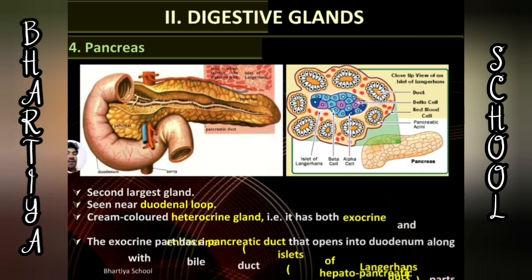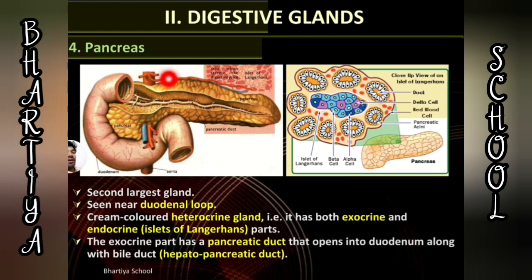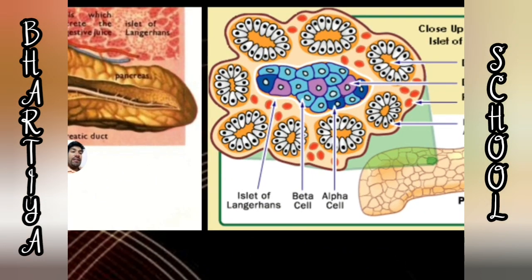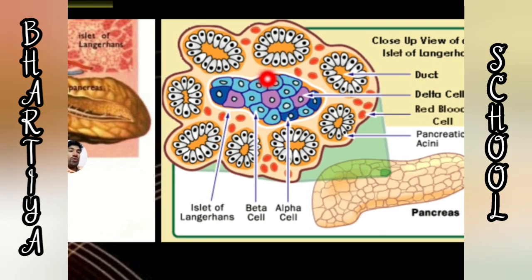In this picture, we can clearly see this. Here is our lobulated gland like the liver, our gland pancreas. This is the second largest gland in the human body. In the TS, we can clearly see the two parts of it. This is the islet of Langerhans. It is the endocrine part of the pancreas, and it is made up of delta cells, beta cells, and alpha cells.